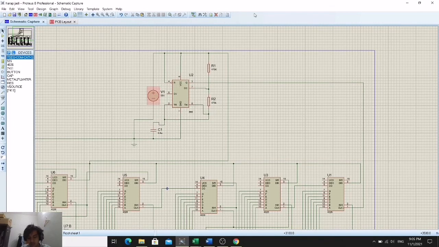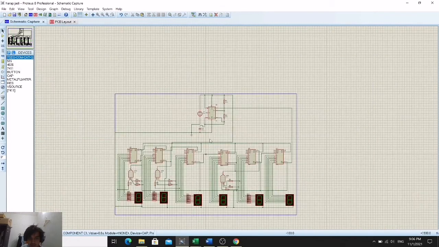If we increase the value of resistor 1, the high time and the low time will increase. If I increase the value of R2, the high time will increase but the low time will not change. On the capacitor, if I change the value of the capacitor, the output frequency will be reduced.